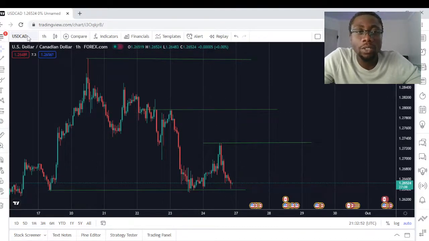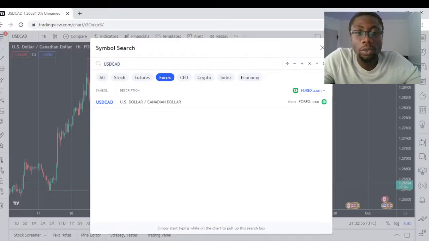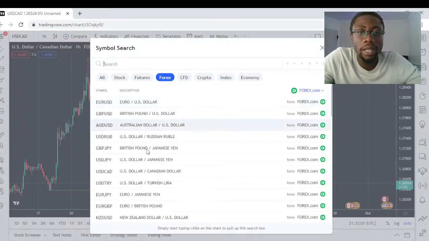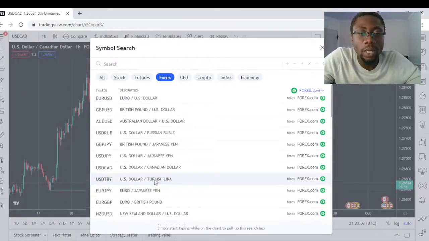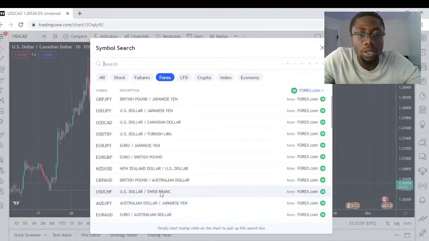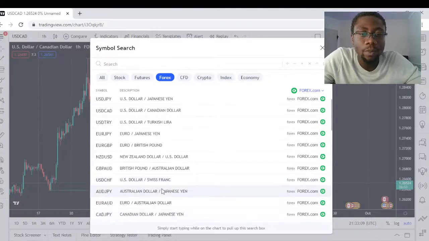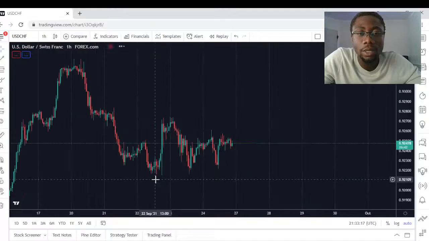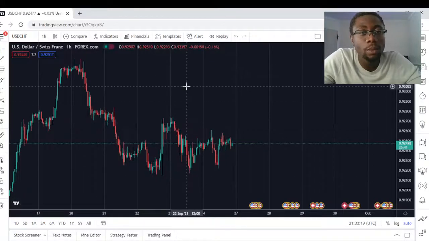That pretty much does it for CAD. As you see, it's getting pretty simple to just go through these charts at this point and just set up the proper support and resistance levels. Let's see. We could do another one. I don't know. USDCHF. Keep it pretty simple.